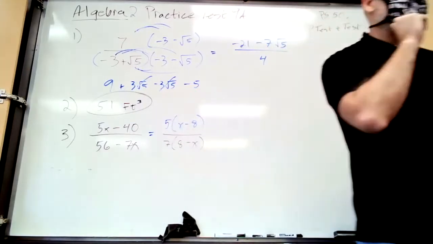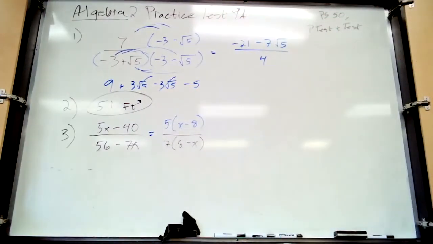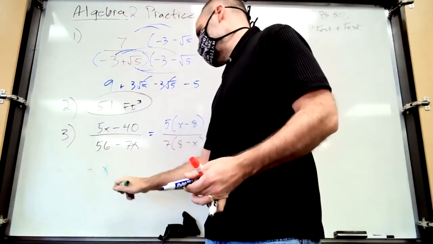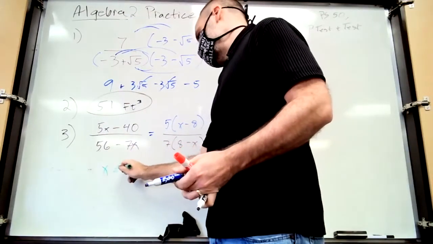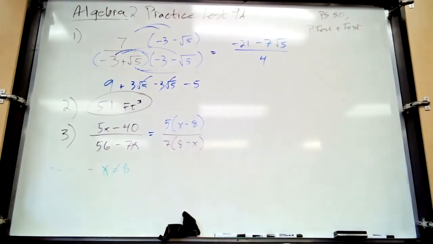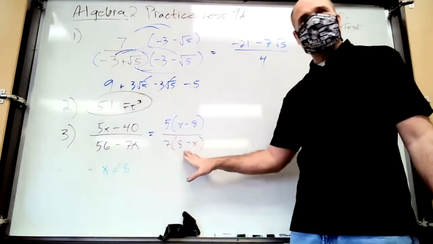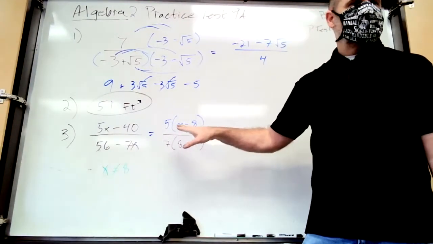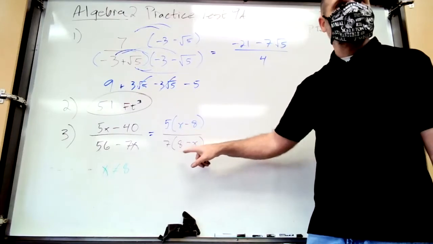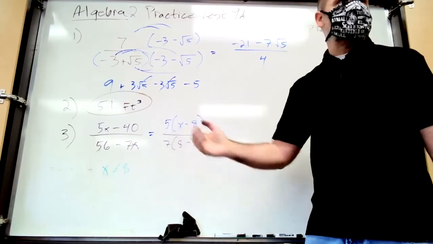Okay. So first of all, let's do excluded values. What's the only excluded value? Positive 8, right? So x can't be 8. The other thing is, this is just the opposite of this. So pick any number for x. Let's say x is 10. 10 minus 8 is 2. 8 minus 10 is negative 2. So these are just opposites.